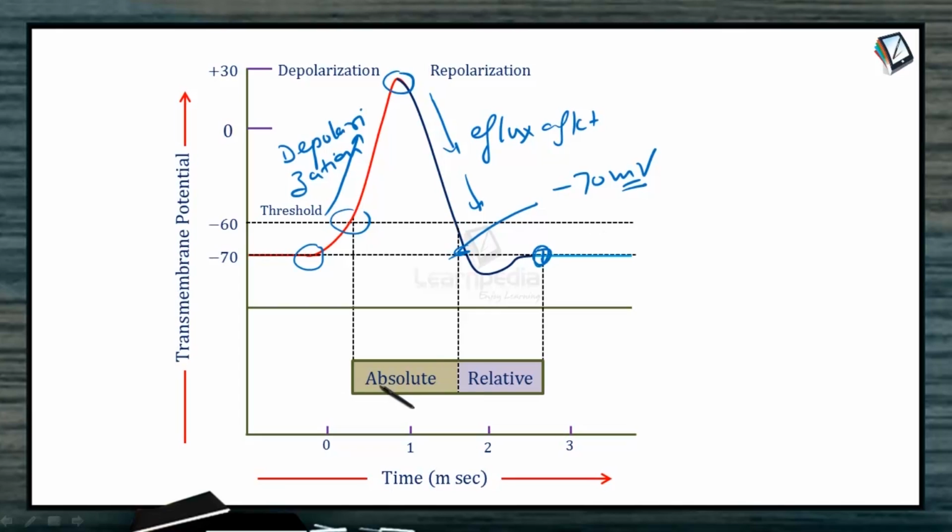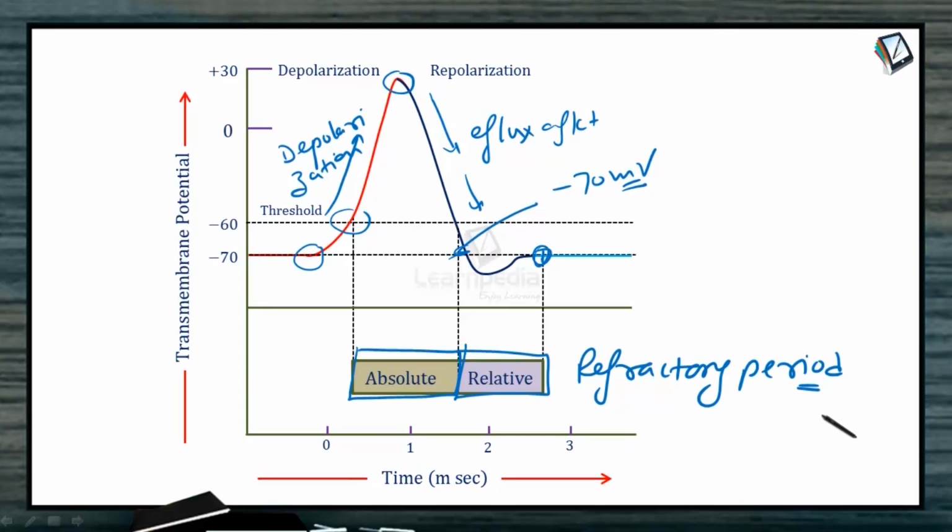Now in this graph we can observe two more words. One is absolute, one is relative. What are these? These are refractory periods. Refractory period means it's a time gap between a stimulus received by a nerve fiber, or it's a time gap between the response of a nerve fiber to one stimulus till it gets capable to respond to the next stimulus. So we can say during depolarization and up to repolarization, the membrane will not respond to the next stimuli.